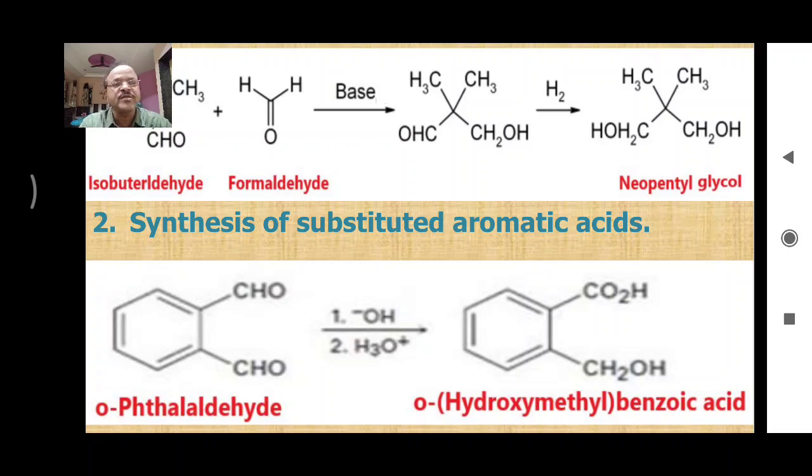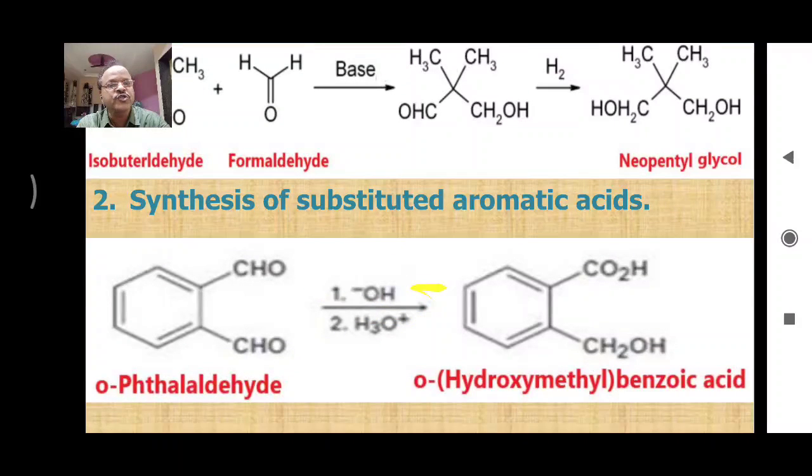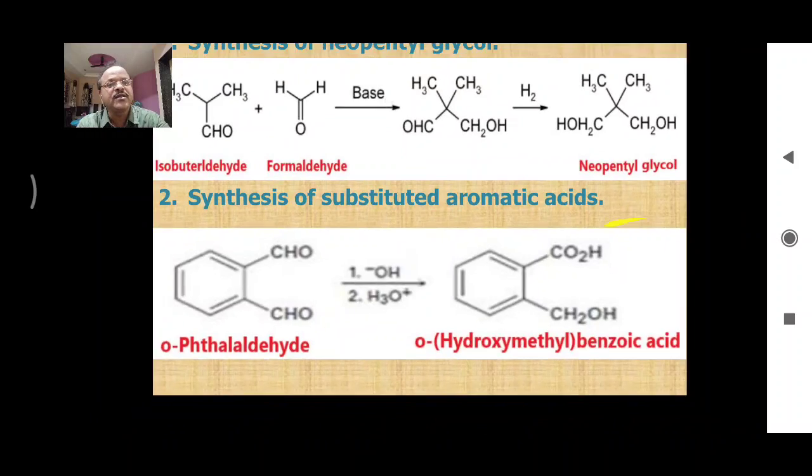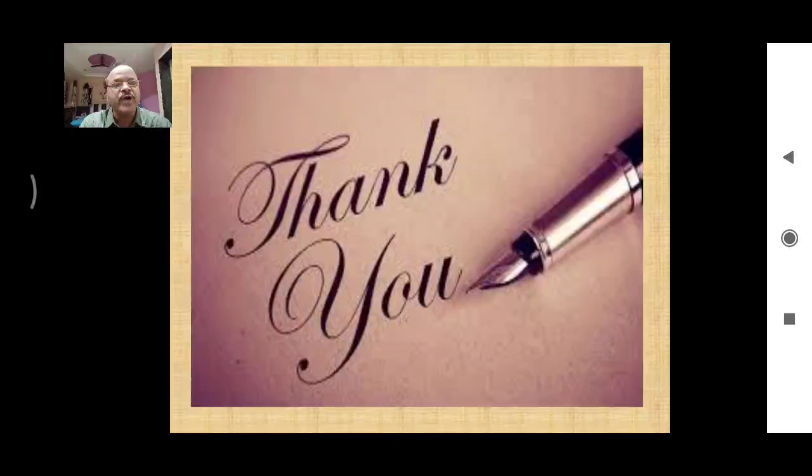Then the second application, it is used in the synthesis of substituted aromatic acids. Now this is the representative example of this application. Ortho-phthalaldehyde on Cannizzaro reaction forms ortho-hydroxymethylbenzoic acid. So this is the application of Cannizzaro reaction. If you have any difficulty or any queries, you can ask me.